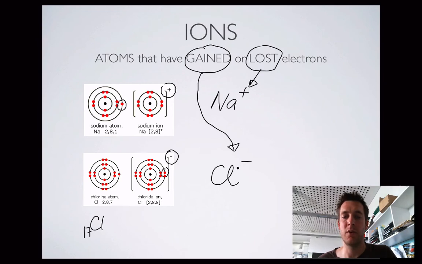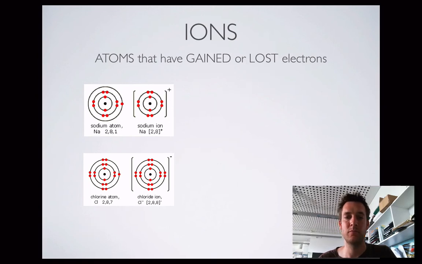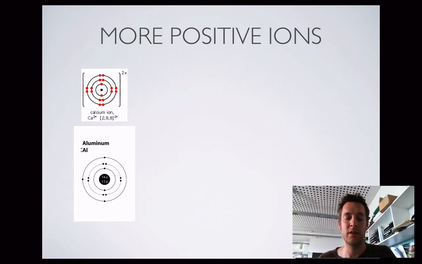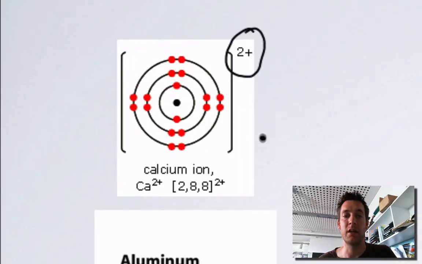Right? That Cl⁻ ion has one more electron than the atom did. Now here's a look at some more positive ions, and remember we were just saying that the amount of positive charge will depend on how many electrons you lose.